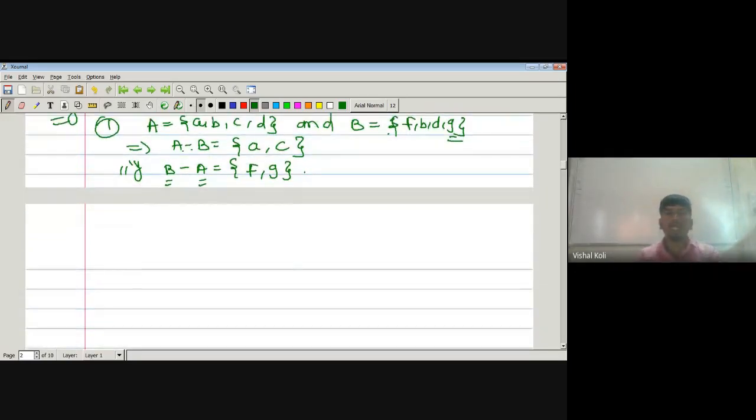Now whether A minus B and B minus A are equal, A minus B and B minus A equal आहेत का?